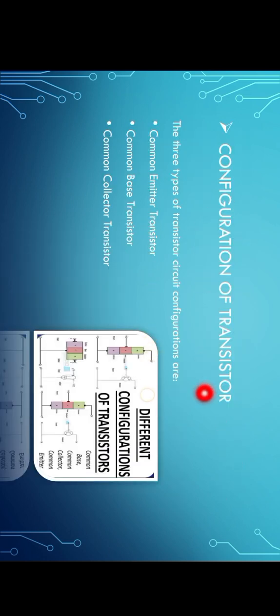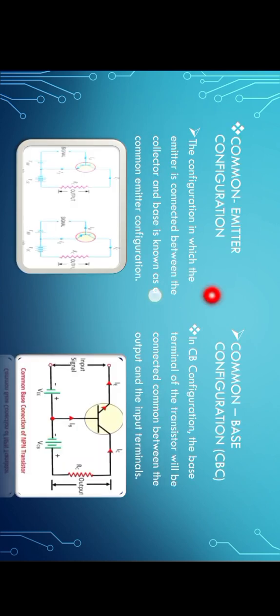Next, configuration of transistors. There are three types of configurations in transistors: common emitter, common base, and common collector. Let us learn about the common emitter configuration. The configuration in which the emitter is common between the collector and the base is known as the common emitter configuration.